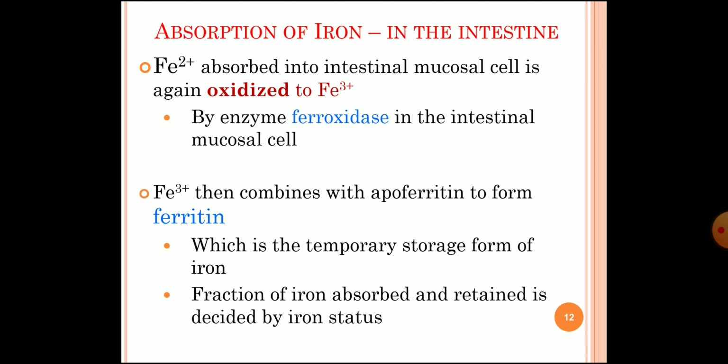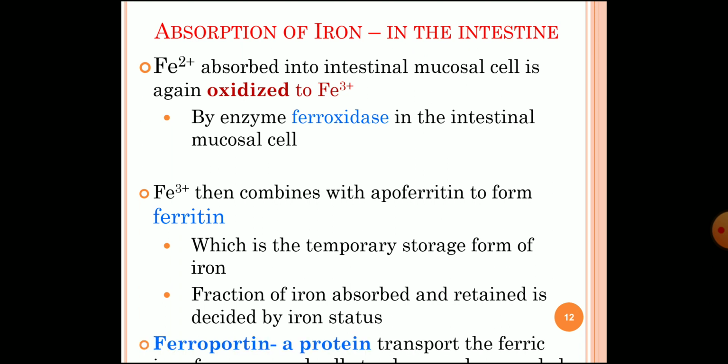Understood that much? So whatever is present, first it is converted to ferritin. The ferritin is a temporary storage form that you have to remember. Whenever it is required, it will be taken out and transported through blood to reach various places like the bone marrow or the cells for various activities.